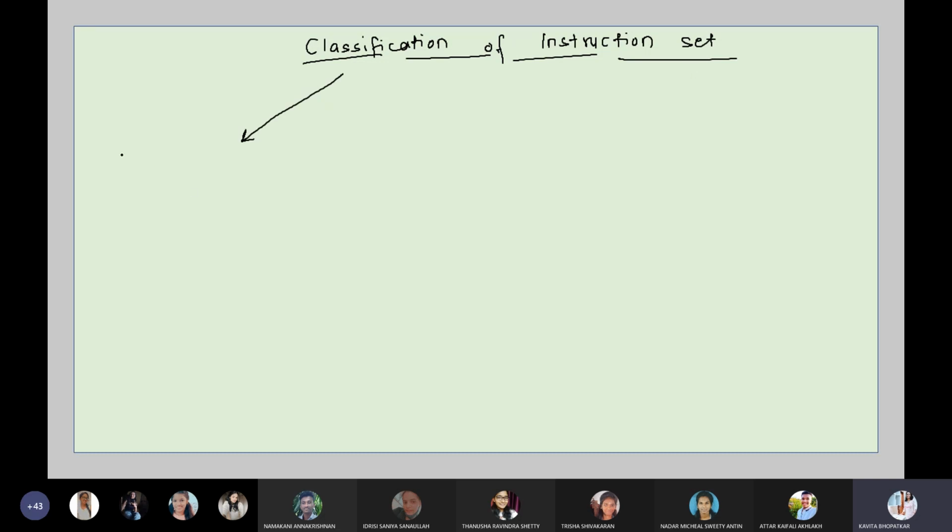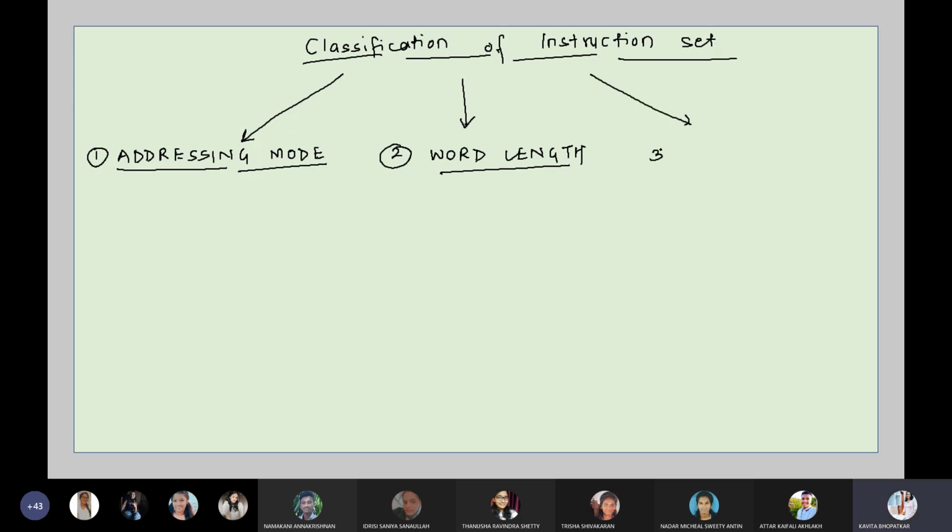So the first thing on which the instruction set is classified or identified is addressing mode. The second type in which the instruction set is classified is word length, meaning what is the length of that instruction. And the third type in which the instruction is classified is based upon the type of operation performed, meaning which type of operation that instruction is going to perform.